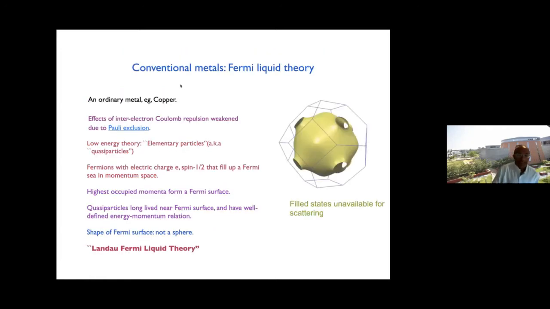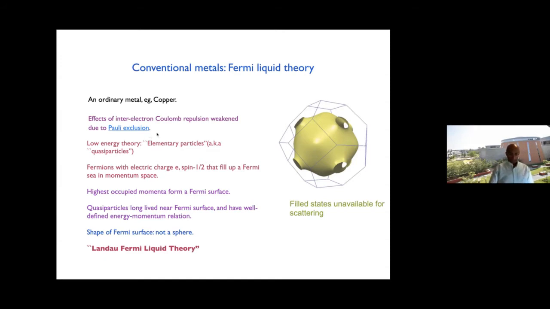So conventional metals are described by a theory that's known as Fermi liquid theory, and the name of Landau is associated with this theory. So an ordinary metal, for example copper: one of the most important things to know about the theory of an ordinary metal like copper is that the effects of this inter-electron Coulomb repulsion are actually weakened quite a bit due to Pauli exclusion. Essentially, Pauli exclusion prevents electrons from coming too close to each other, and thereby reduces the amount of scattering that electrons see from other electrons.